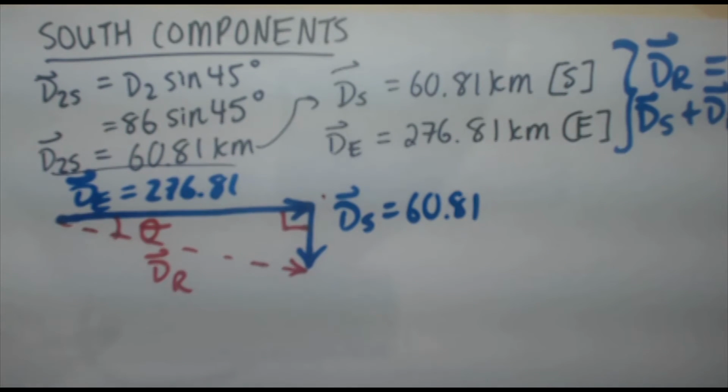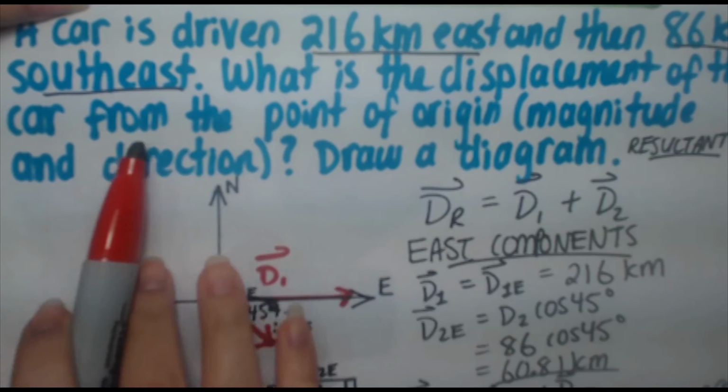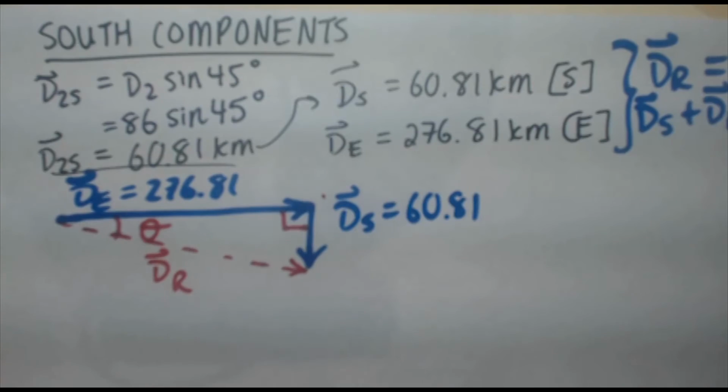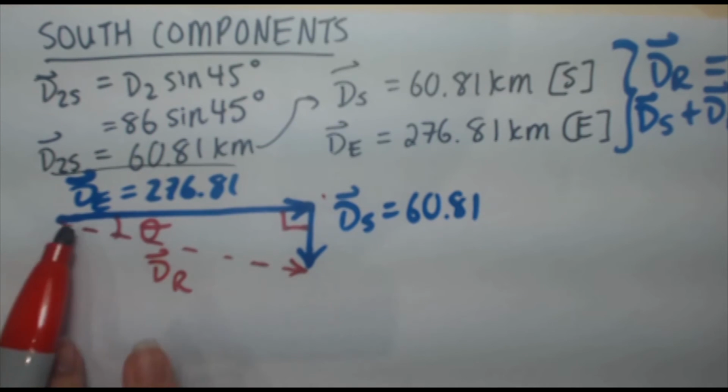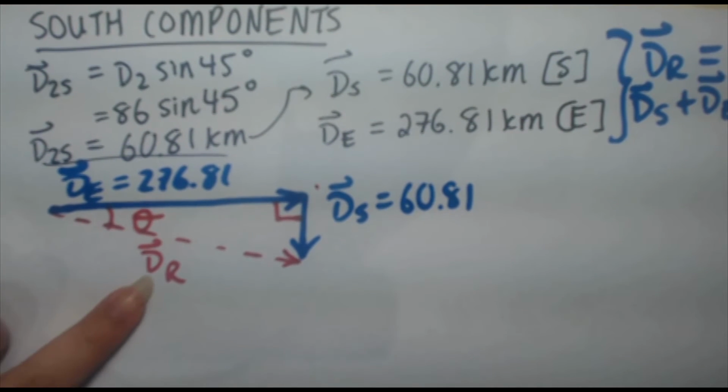So we were asked in the question, if you remember, to find the displacement of the car from the point of origin, the magnitude, and the direction. So how do we find the magnitude? Well, that's the length of this side. And if you remember from Pythagorean theorem, the length of the hypotenuse, you just use c squared equals a squared plus b squared. Except in this case, instead of c, we have dr.